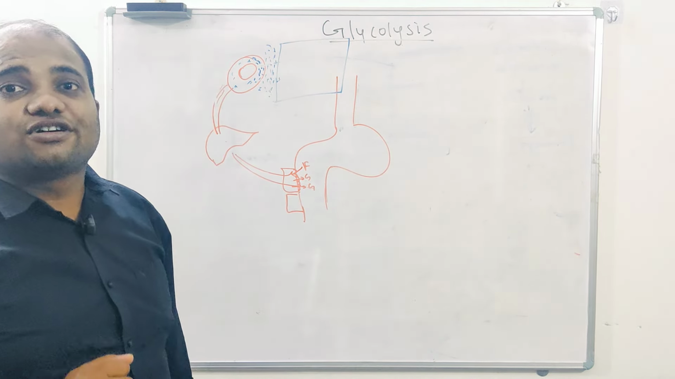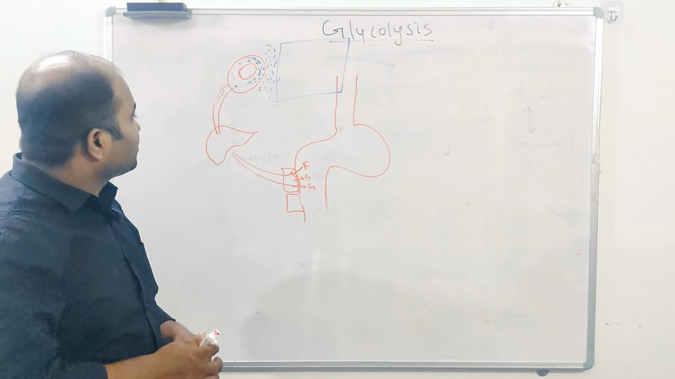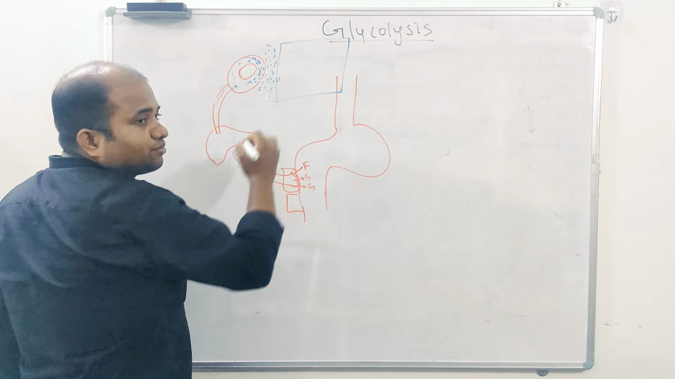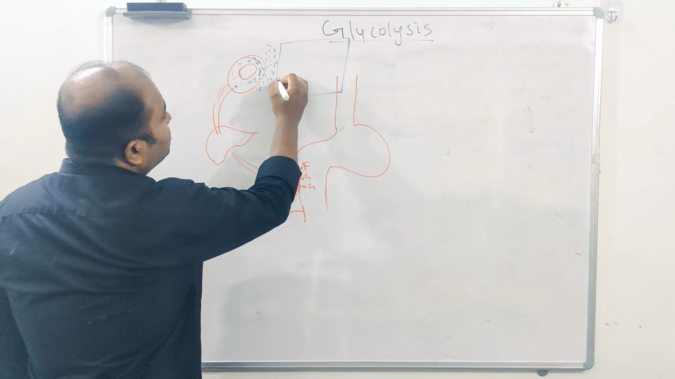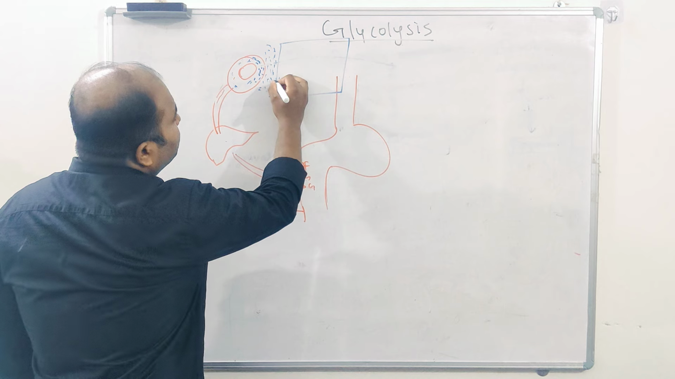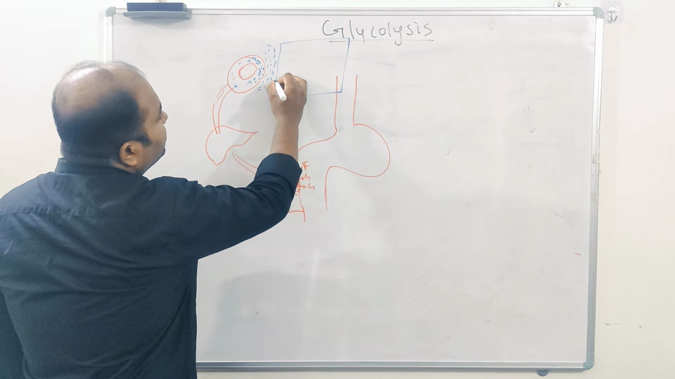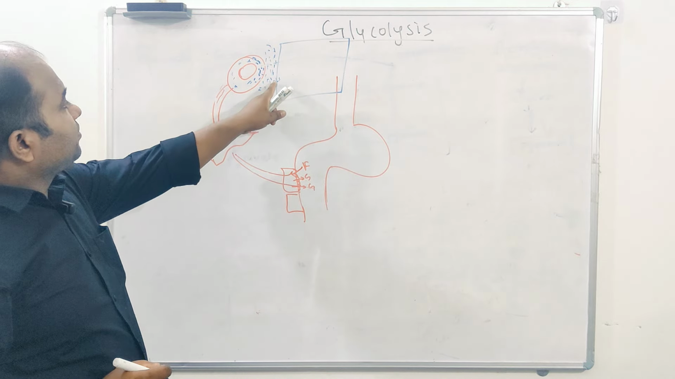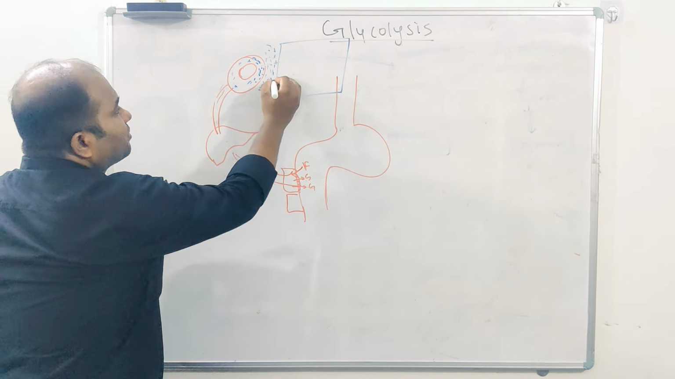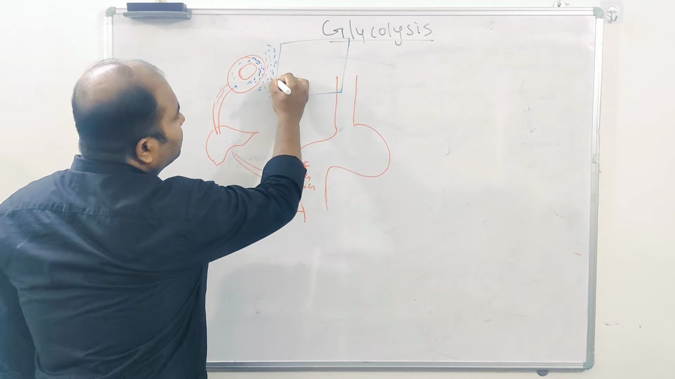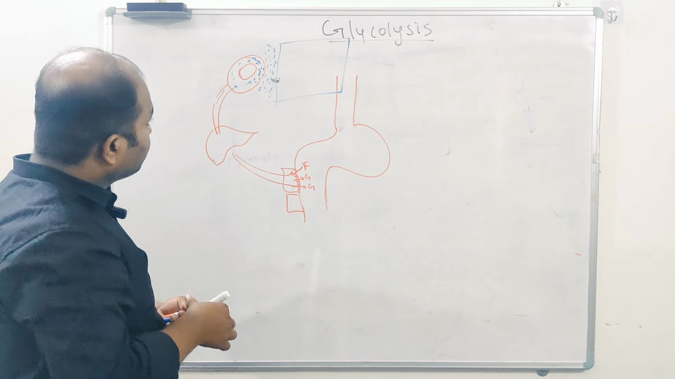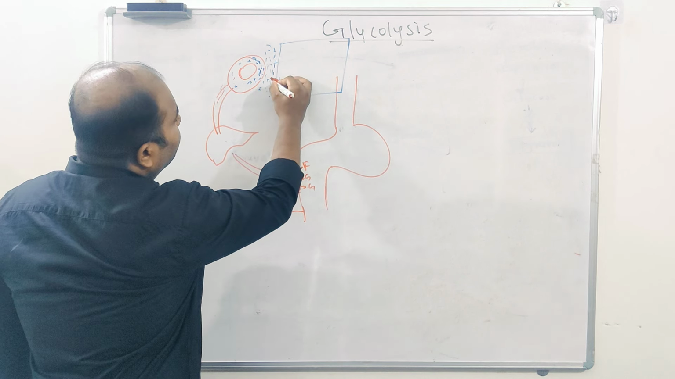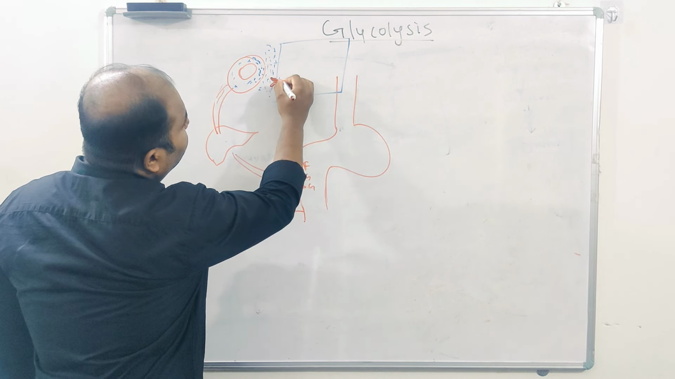It requires some transporter, and the transporter is known as the glucose transporter. It is a special type of protein, right? The special type of protein will be present in the membrane. Just assume this is one membrane like this.